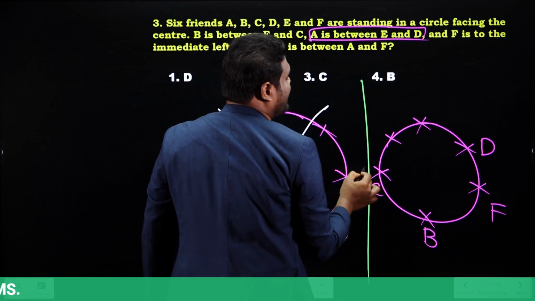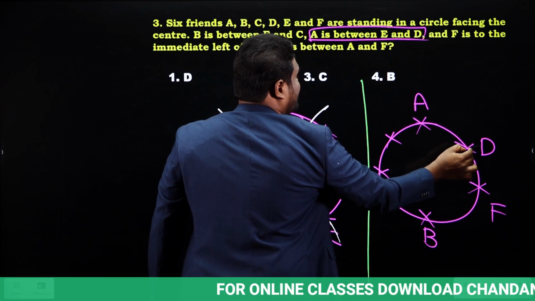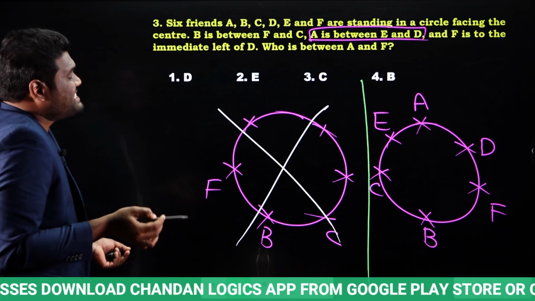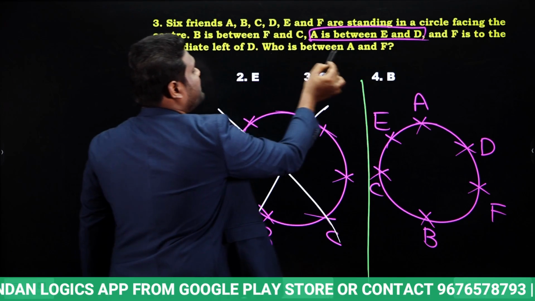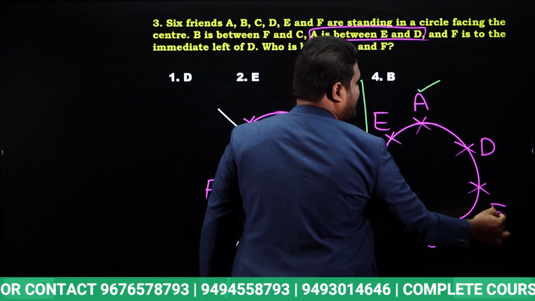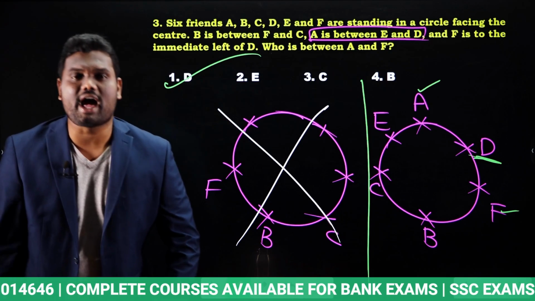Okay. Now look at this statement: A is between E and D. So this is A. A is between E and D. So this is D, so this should be E. Now, what is the question asking? The question is asking who is between A and F. Look here. Between A and F, who is there? D, which is nothing but option 1.